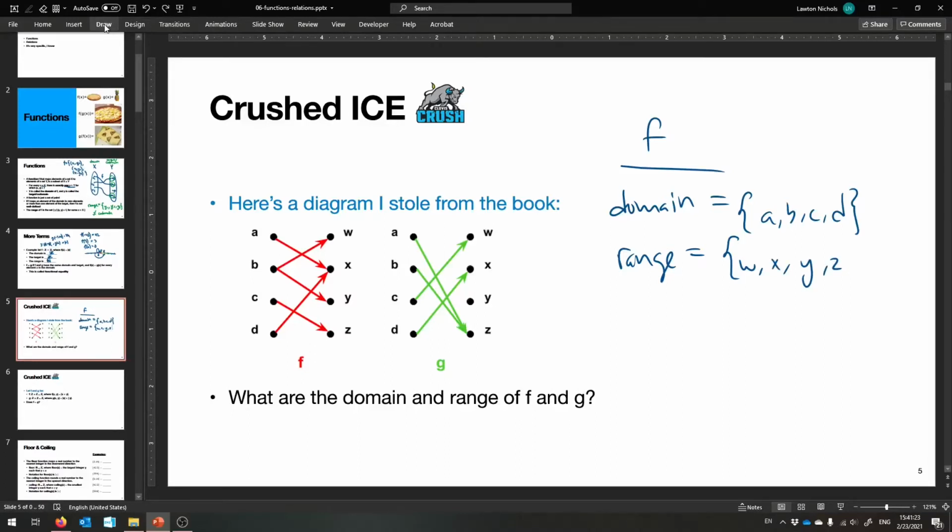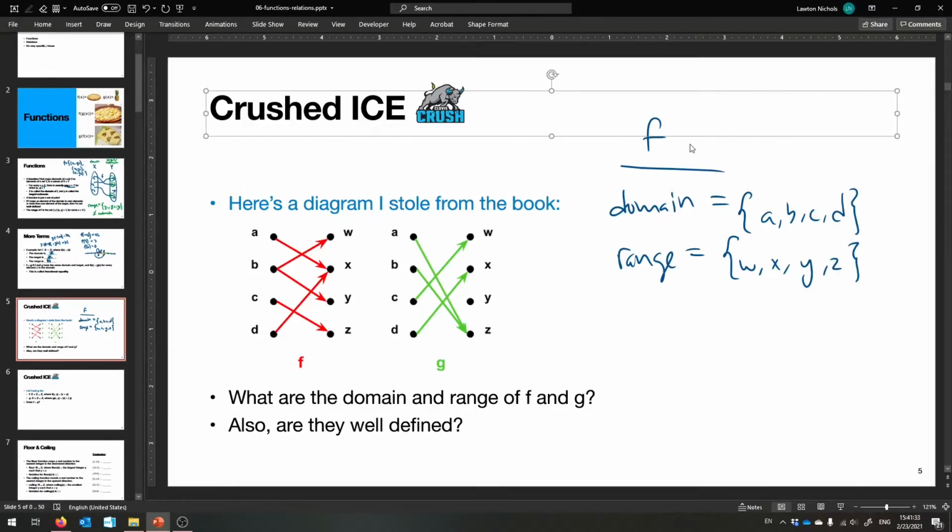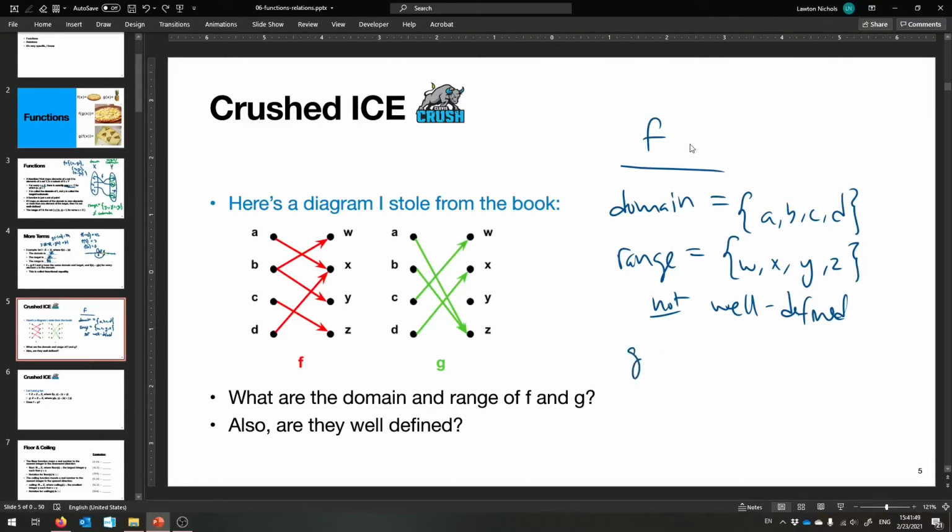Another question is, are they well defined? And the answer, at least for the first one, is absolutely not, because this is being taken two places. Can't have that. Gotta get rid of one. Okay, and then for G, let's do G over here. We have the domain. It's all the stuff that's getting mapped over on this side, all the things that have arrows coming out of them. So we have A, B, C, and D again.